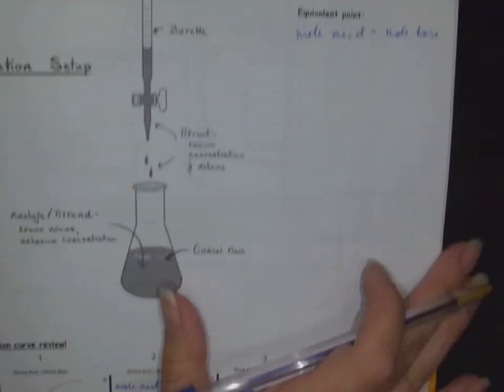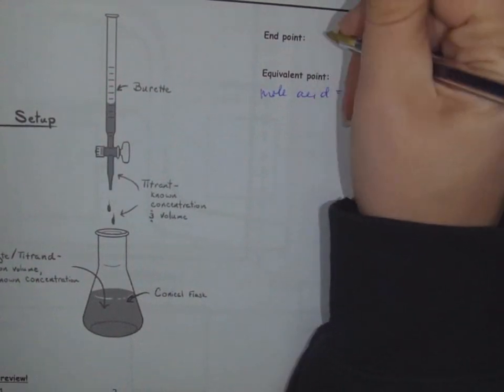That's what the endpoint is. The endpoint is when the indicator changes color.